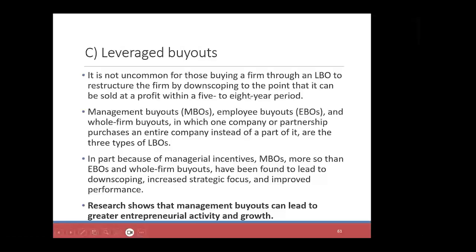Employee buyouts could be when an employee union or something buys out the firm, right? But management buyouts tend to be more successful. And what do these leveraged buyouts do? They downscope the firm to the point that it can be sold at a profit within a 5 to 8 year period. That is, within 5 to 8 years, they plan to bring the firm back on the stock exchange through an IPO.